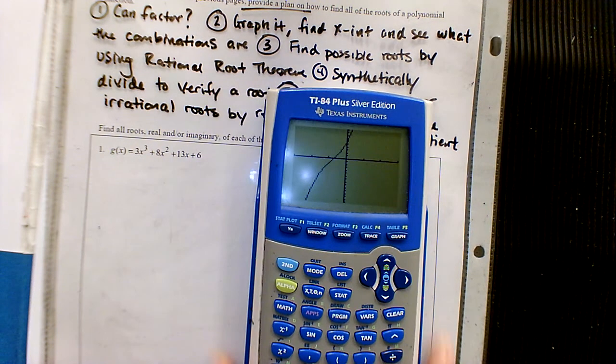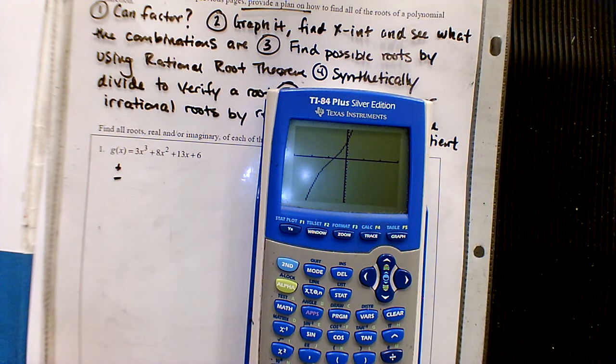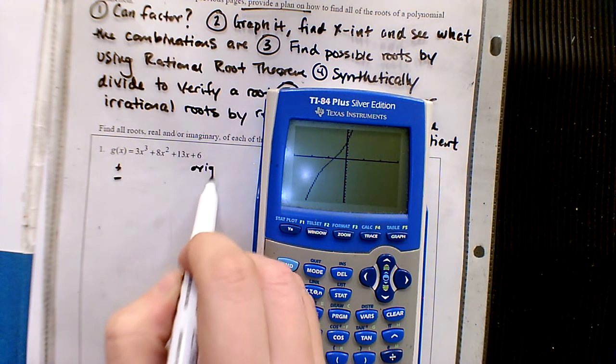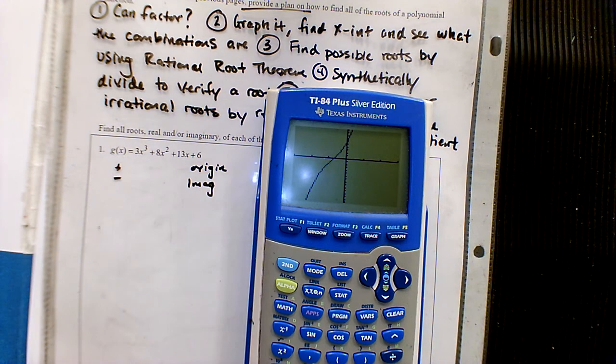So based off the way that graph looks, can we list how many positive x-intercepts we have, how many are negative, how many are at the origin, how many are imaginary?